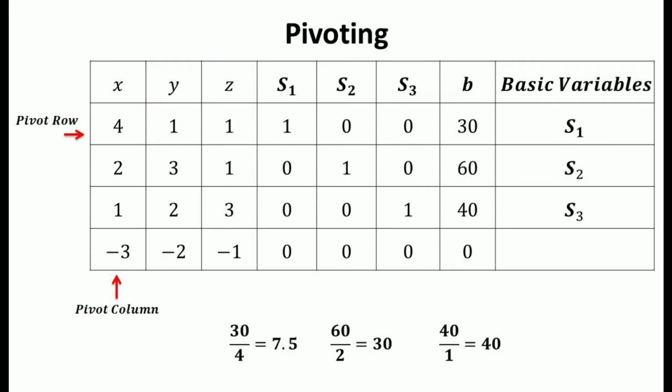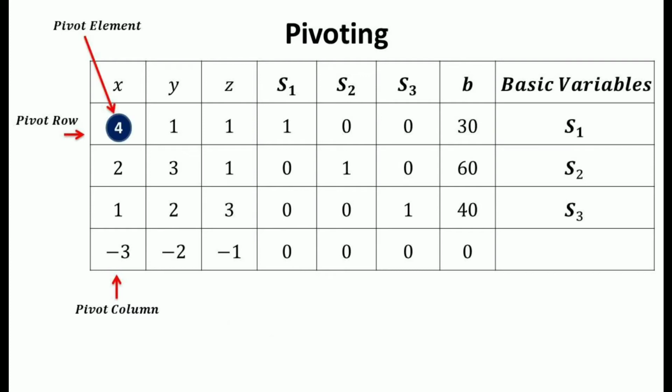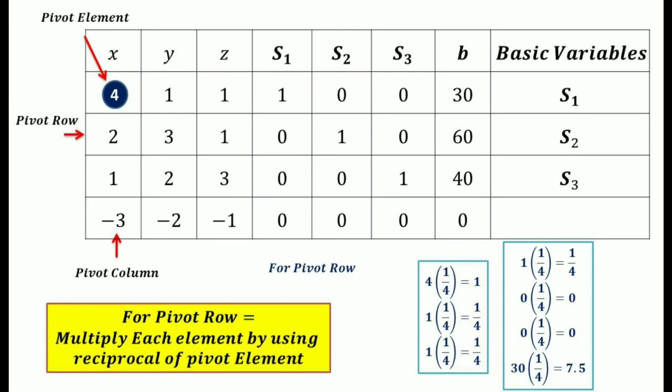So after finding the pivot row and pivot column, the next step is to identify the pivot element, which is the value at the intersection of the pivot row and pivot column. Here the intersection of the pivot row and pivot column is at 4. So the coefficient 4 is considered as the pivot element. Now a new table is created to identify a new possible optimal solution.